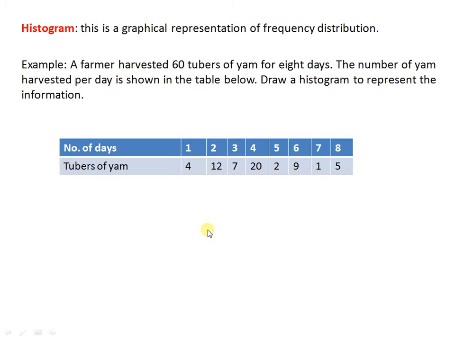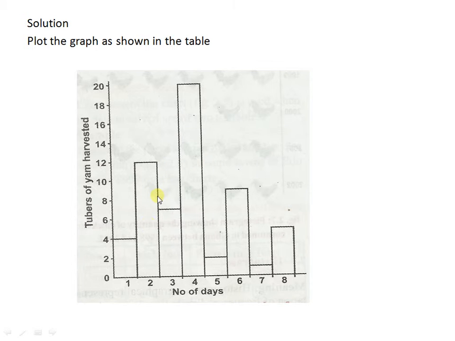A histogram is a graphical representation of frequency distribution. It's about how many times a thing happens. This is a histogram showing us that it's actually made up of closed bars of bar charts.